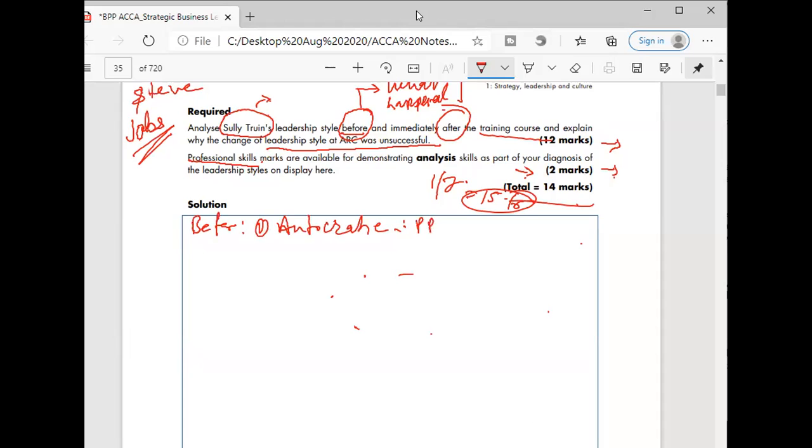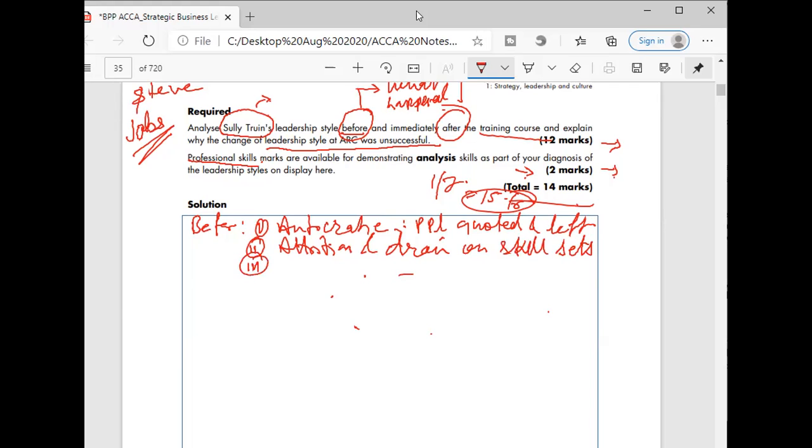People quoted it. We can just quote the facts. People quoted it and left the organization. Second, it was causing people to leave, attrition, right? And a drain on the skill sets. If your experienced people are leaving, your organization will be devoid of the skill sets. It will lack motivation.